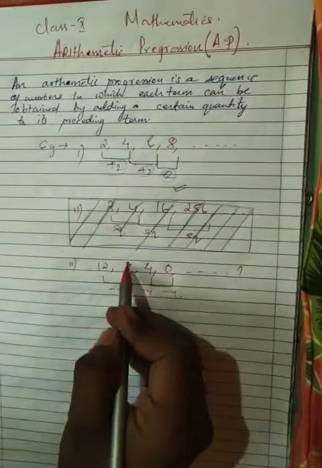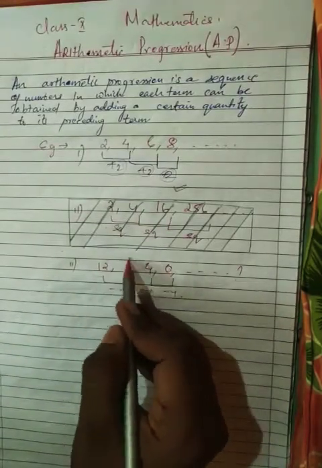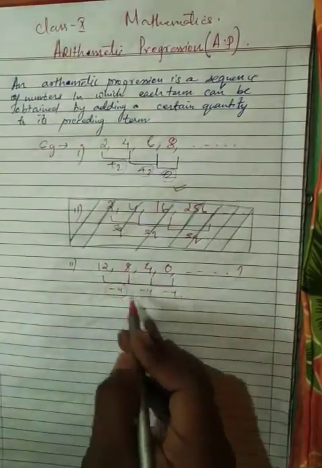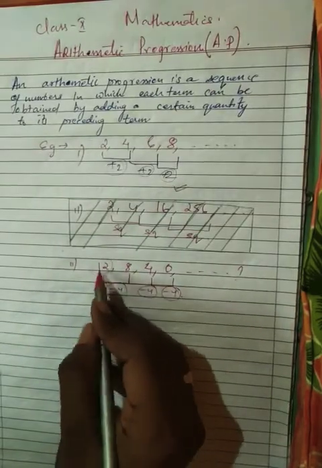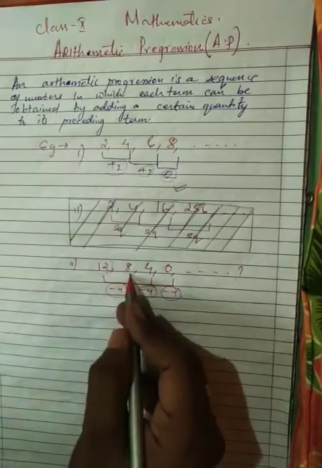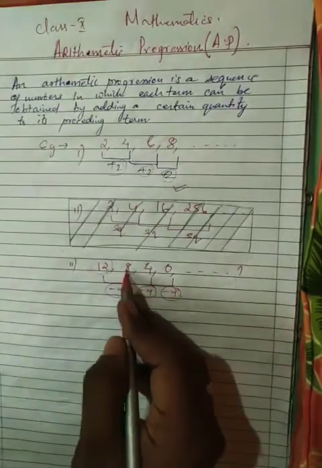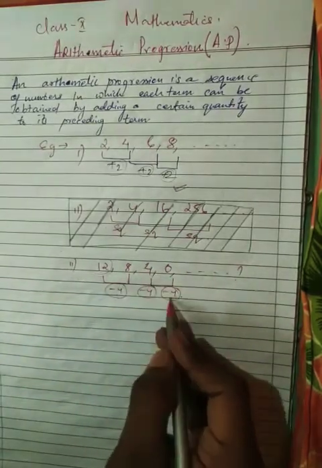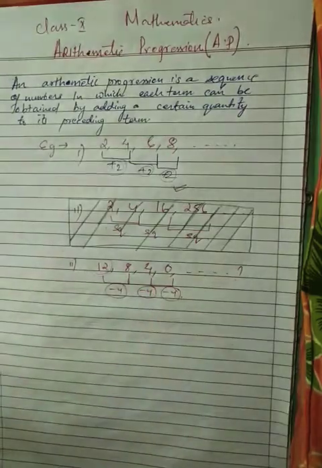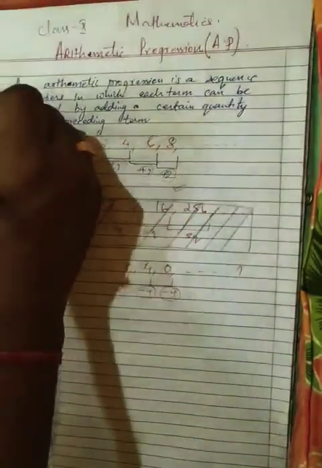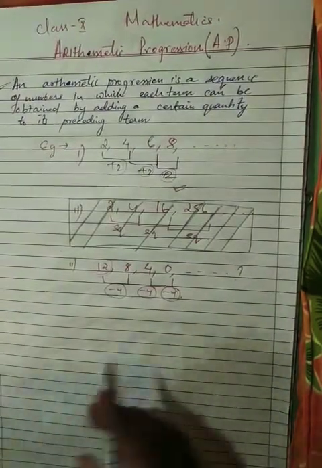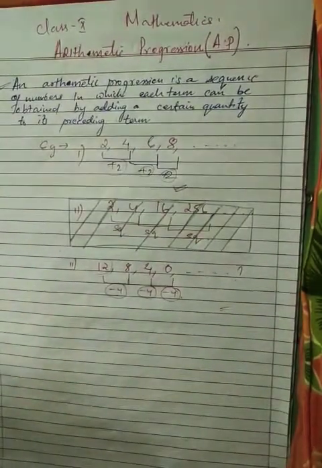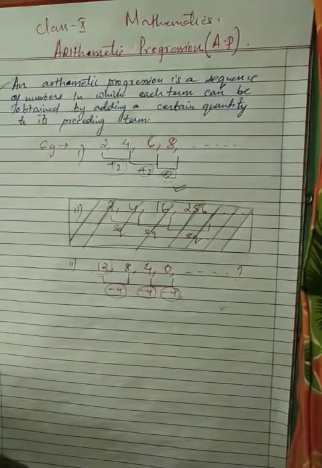The previous, 8 minus 12, and 4 minus 8, the difference is minus 4. It means that if I add minus 4 to the first term, I get 8. If I add minus 4 to 8, I get 4. If I add minus 4 to 4, I get 0. Clear? So this is what the AP series states, and this type of sequence is called an AP series.